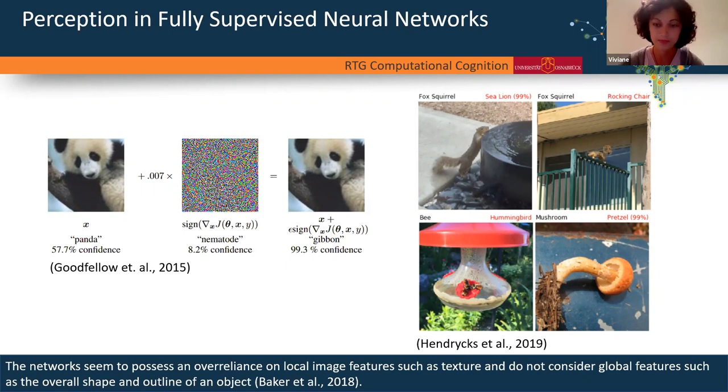In general, it has been shown that networks seem to have an over-reliance on local image features like texture and don't consider global features like the overall shape and outline of an object enough. And this is a problem and something that needs to be improved.